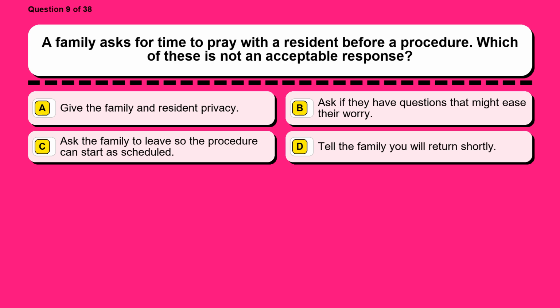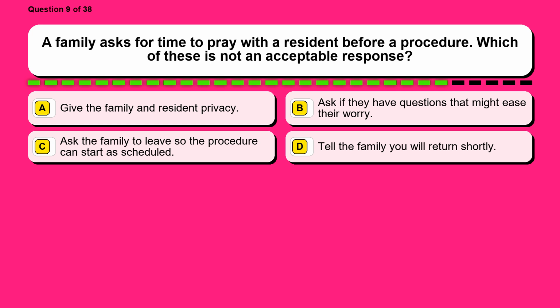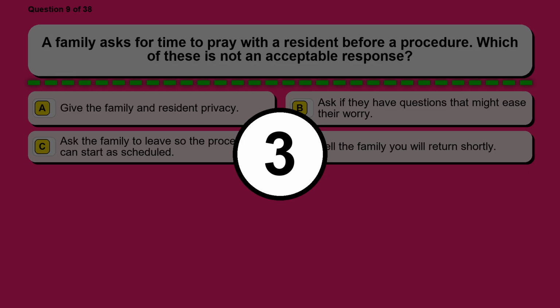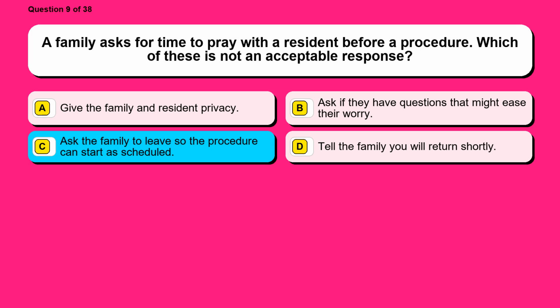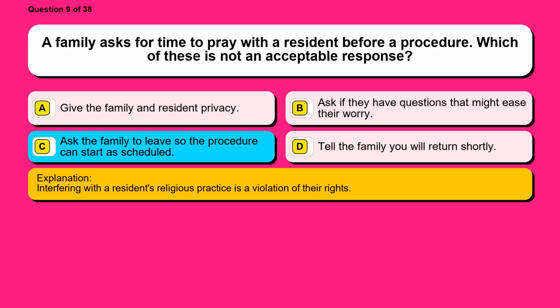Question 9. A family asks for time to pray with a resident before a procedure. Which of these is not an acceptable response? Option A, give the family and resident privacy. Option B, ask if they have questions that might ease their worry. Option C, ask the family to leave so the procedure can start as scheduled. Option D, tell the family you will return shortly. The correct answer is option C, ask the family to leave so the procedure can start as scheduled. Interfering with a resident's religious practice is a violation of their rights.